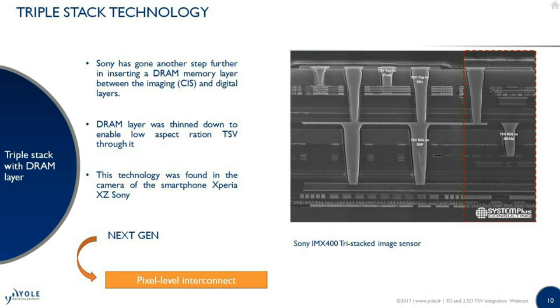It was the first time that we see a three wafer stacked, and this evolution comes 1 year after Samsung introduced the copper-copper hybrid bonding CIS in its smartphone. In the next generation, we expect also new hybrid bonding, and most likely there will be a pixel level interconnect coming with a lower pitch.